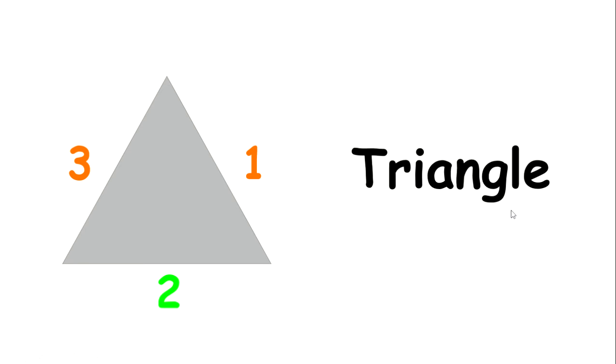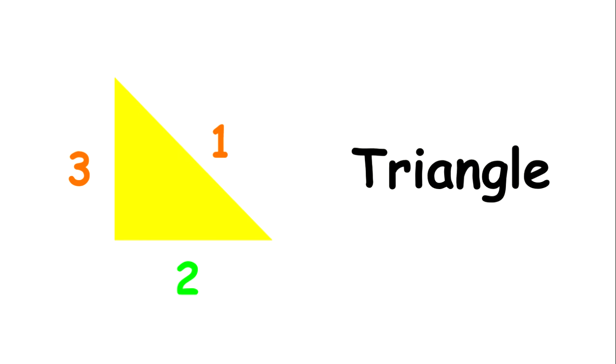Now let's look at another shape. Do you think this shape is the same as the last one? Let's count the sides and see. 1, 2, 3. This shape also has 3 sides, so this would mean that this is also a triangle.